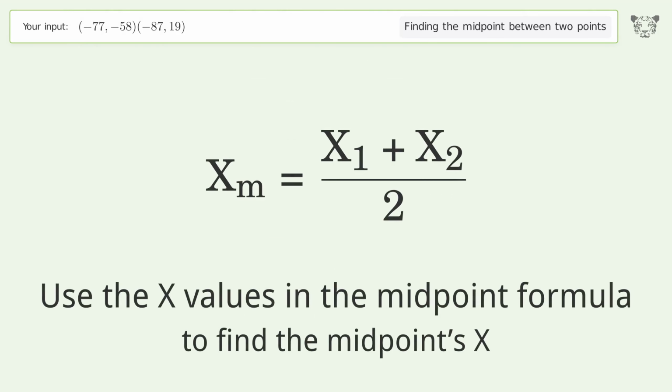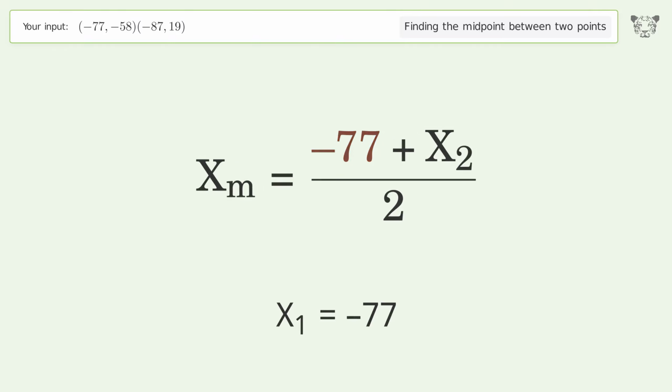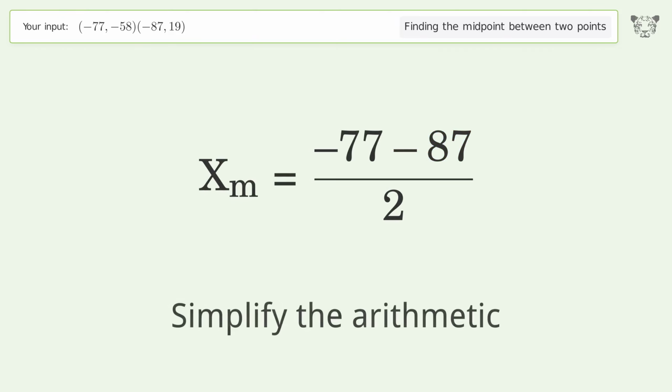Use the x values in the midpoint formula to find the midpoints x. x1 equals -77. x2 equals -87. Simplify the arithmetic.